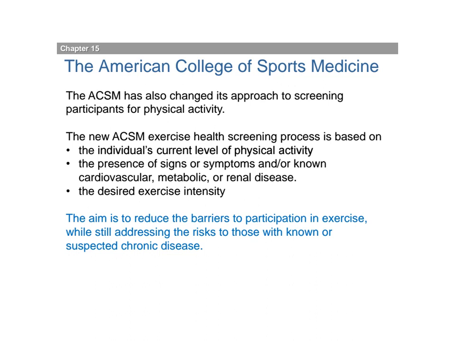An alternative approach for screening participants for physical activity is proposed by the American College of Sports Medicine, or ACSM. There's a new ACSM exercise health screening process that's based on the individual's current level of physical activity, the presence of signs or symptoms and or known cardiovascular, metabolic, or renal disease, and also the desired exercise intensity. And the aim of this is to reduce the barriers to participation in exercise while still addressing the risks to those with known or suspected chronic disease.